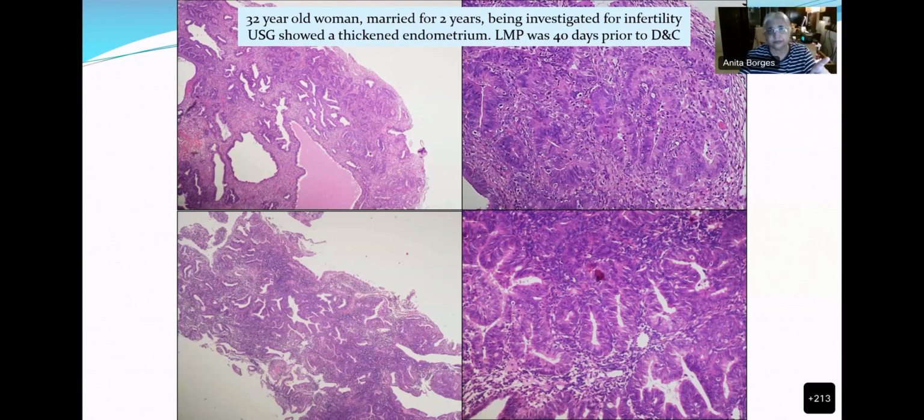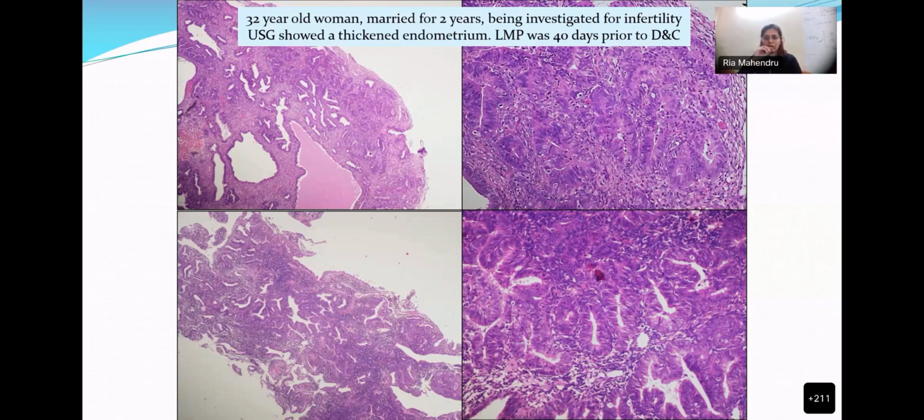What is it? 32-year-old woman, married for 2 years, being investigated for infertility. How old? 32-year-old. Married for 2 years. Has infertility. Okay. And now she's bleeding. She's got prolonged bleeding, etc. So what will you think is the problem with this patient? What is the problem with this patient? Ruta? No? Ria? Okay, let's ask the third. Yes, please, Ria.